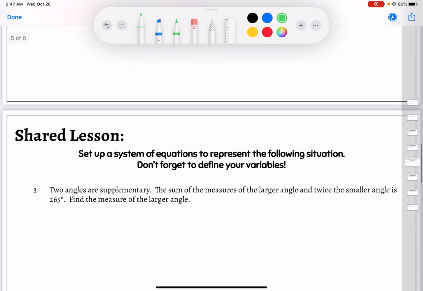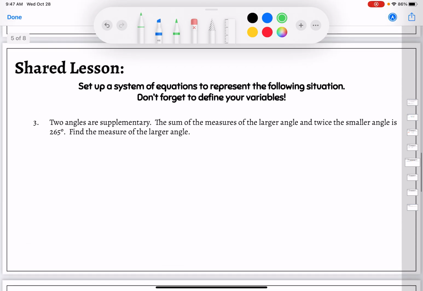Okay, let's keep moving. Number 3, 2 angles are supplementary. The sum of the measures of the larger angle and twice the smaller angle is 265 degrees. Find the measure of the larger angle.